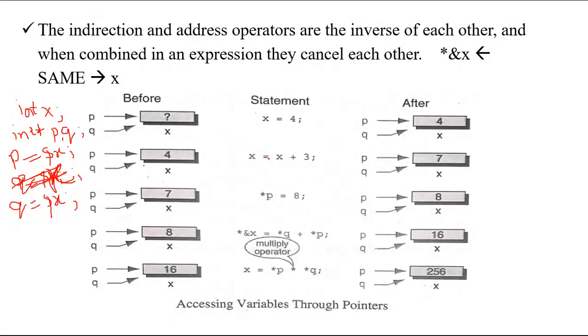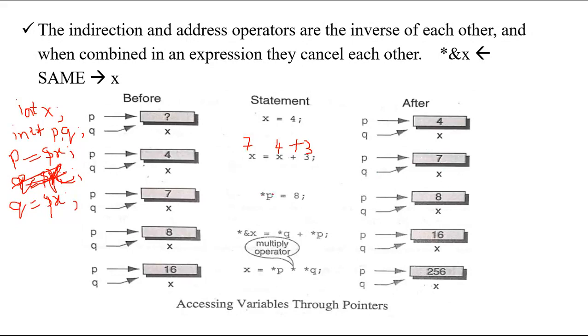Okay, if you do x equals x plus 3, you are incrementing this x content. Okay, x is holding 4 now. x is holding 4. If you do 4 plus 3, what will happen? You will get 7. That 7 you are storing again into x. So x is holding 7 now and P and Q are pointing to x.